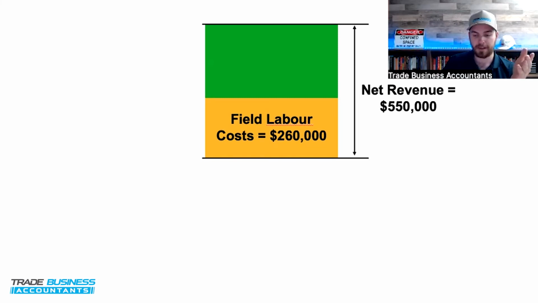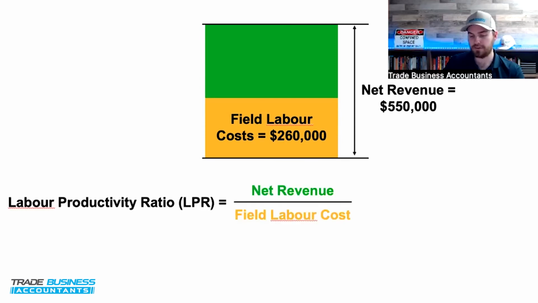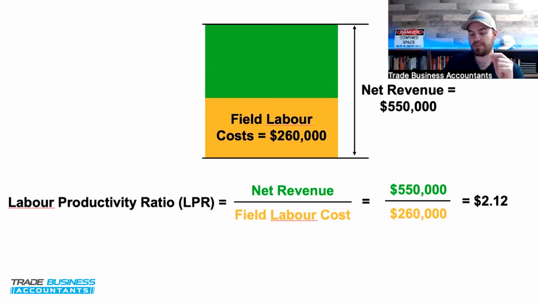In this case, we've got a field labor cost of $260,000 and net revenue of $550,000. So let's imagine this is our target. Our formula to figure out our labor productivity ratio is simply net revenue divided by field labor cost, which in this case is 550 divided by 260K, which equals $2.12. So we know as a target, just in this example, to produce $550,000 in net revenue based off us spending or expecting to spend $260,000 on field labor, we need to produce $2.12 for every dollar we spend on field labor.